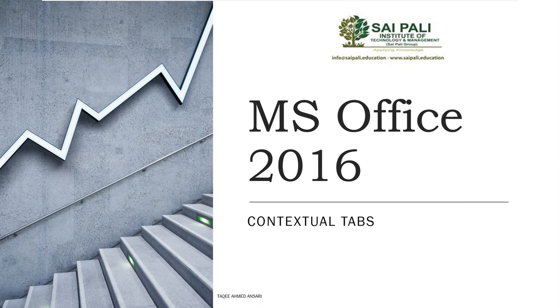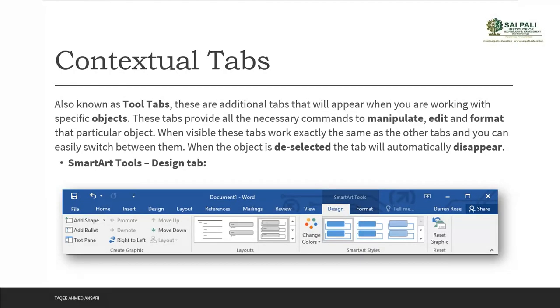Hello friends, in this video we will see contextual tabs of MS Office Word. These contextual tabs are also called tool tabs. These are additional tabs that will appear when you are working with some specific objects, and these tabs provide all the necessary commands to manipulate, edit and format that particular object.